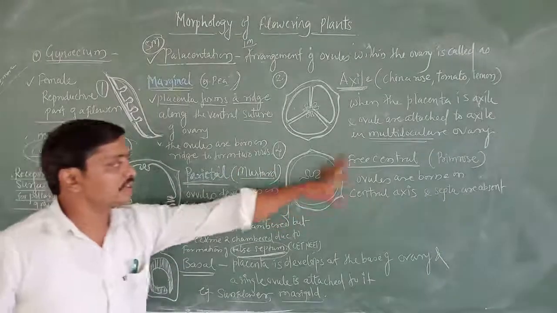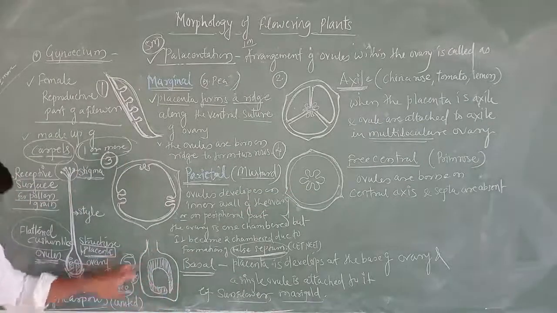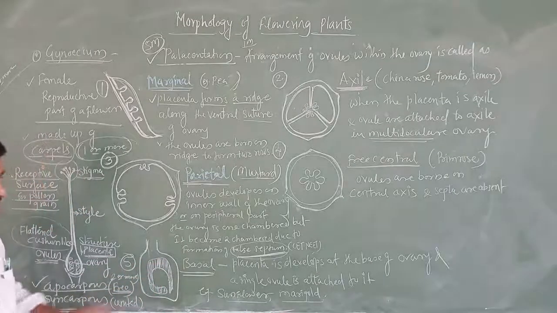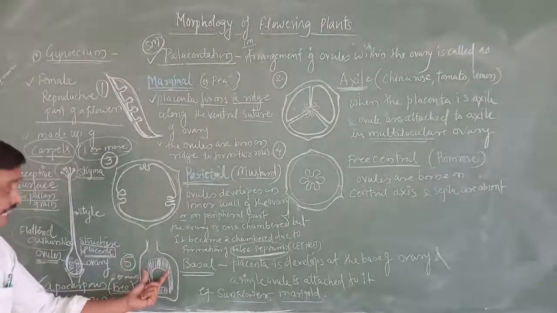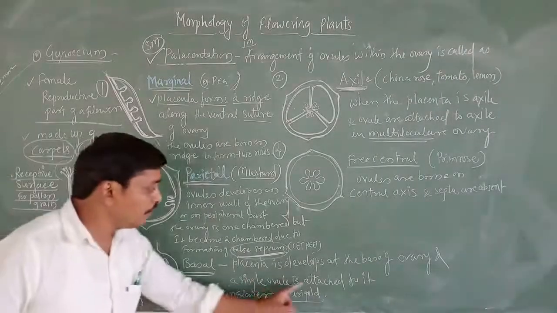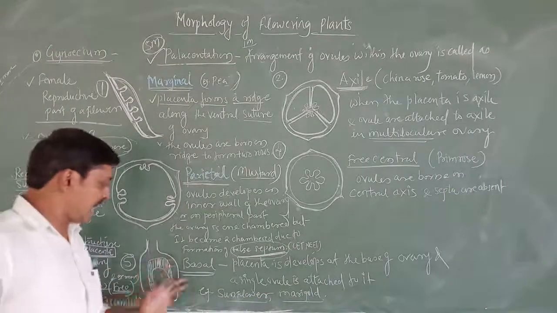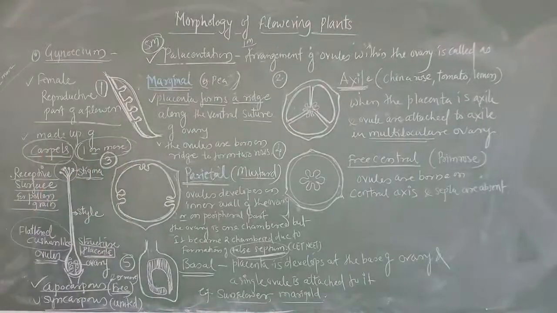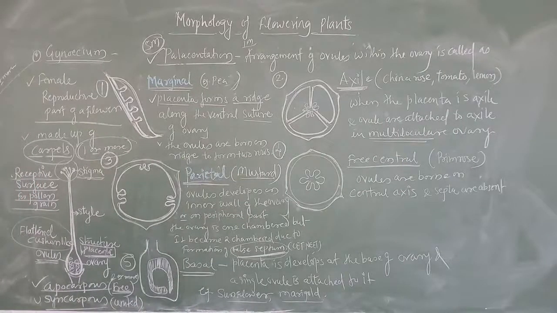Okay, so this is about free central placentation, and last we are going to go for basal placentation. This is the diagram for the basal placentation. Here, the placenta is developed at the base of the ovary, and a single ovule is attached to it. Such type of placentation is called basal placentation. Examples: sunflower, marigold, etc.